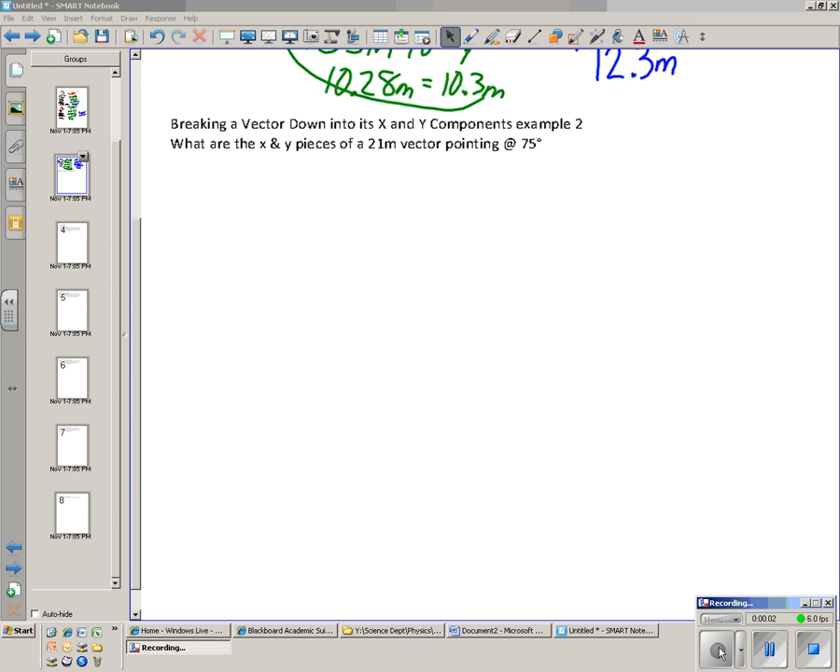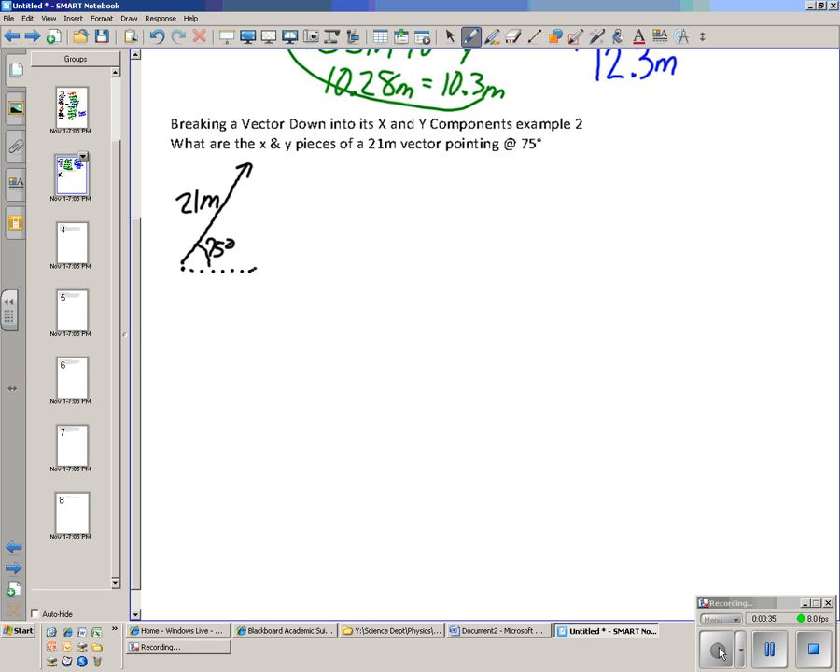This is breaking a vector down into x and y components, example 2. This time we are looking for the x and y components, or pieces. Components is just a fancy word for piece. Anyhow, the x and y pieces of a 21 meter vector that is going at 75 degrees. Okay, so we're estimating this to be about 75 degrees, and this would be 21 meters.